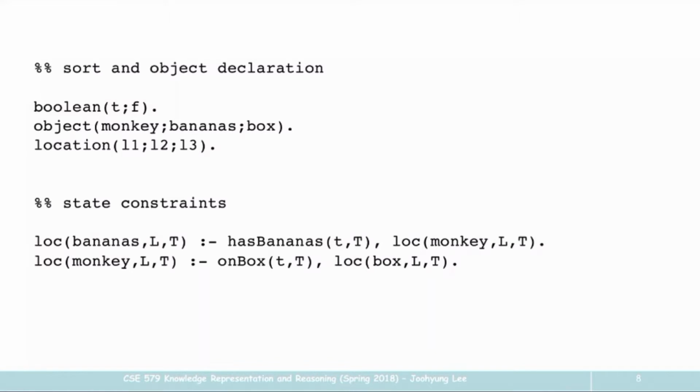And then we define the state constraint, which determines the location of bananas depending on whether the monkey has the bananas, or the location of monkey depending on whether the monkey is on the box. So if monkey has the bananas, then monkey's location determines the location of bananas. If monkey is on the box, then box location determines the monkey's. And we'll actually see later why this thing is important.